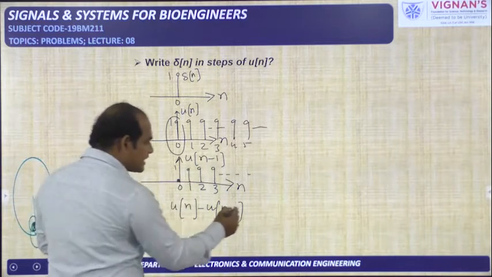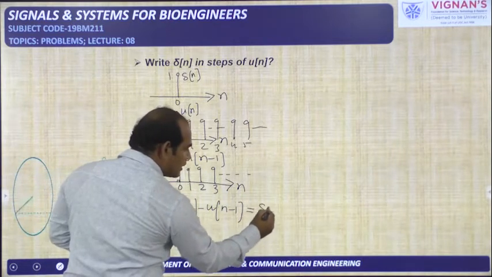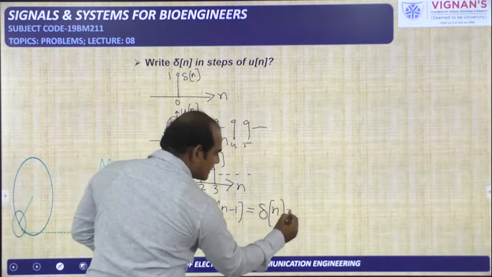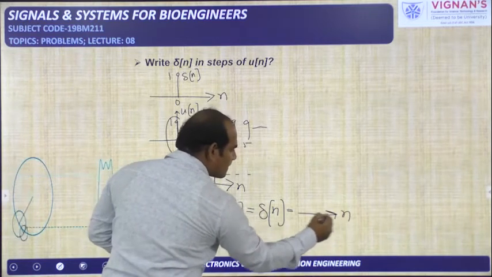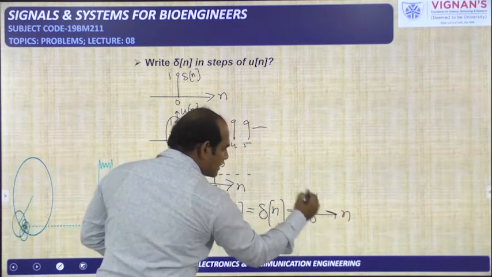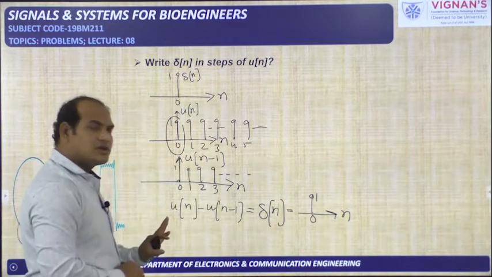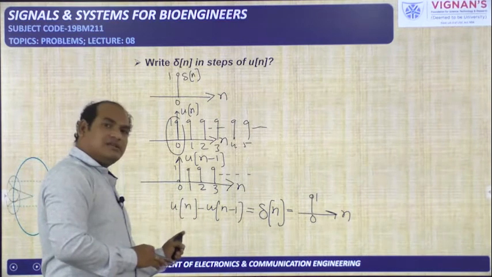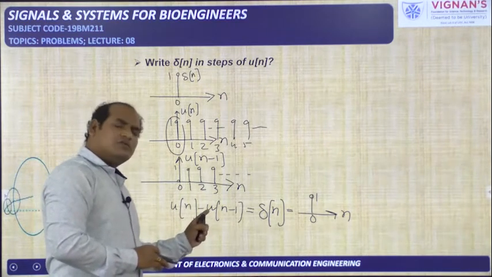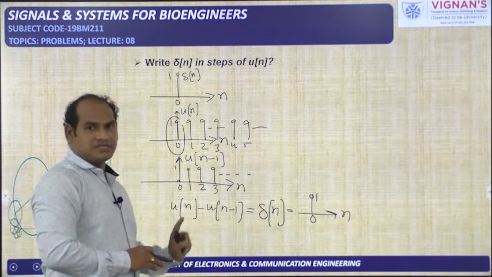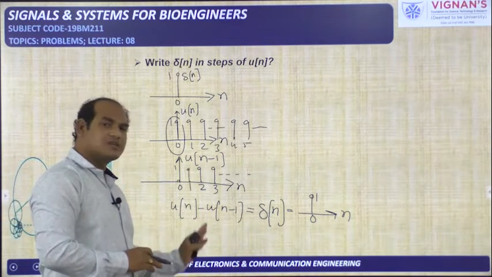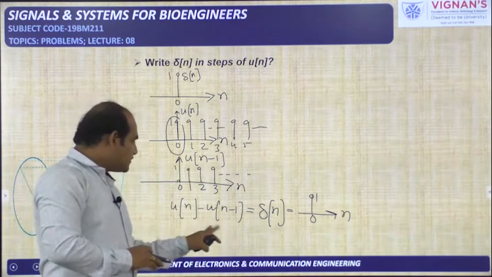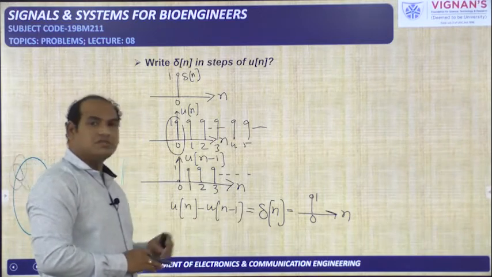So what will you get here? It is equal to simply only one sample, that is at n is equal to 0 with amplitude 1, that is del of n. So simply the difference between the unit step signal and the unit step signal shifted by 1 second, okay, the delayed version of the unit step signal by 1 second, the subtraction between these two will give this one.